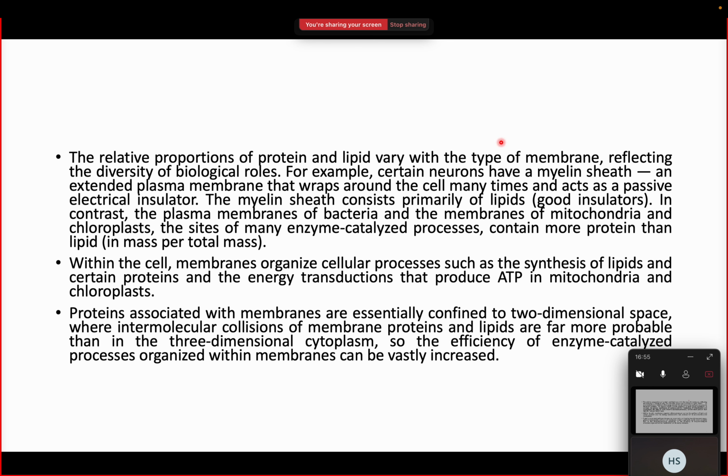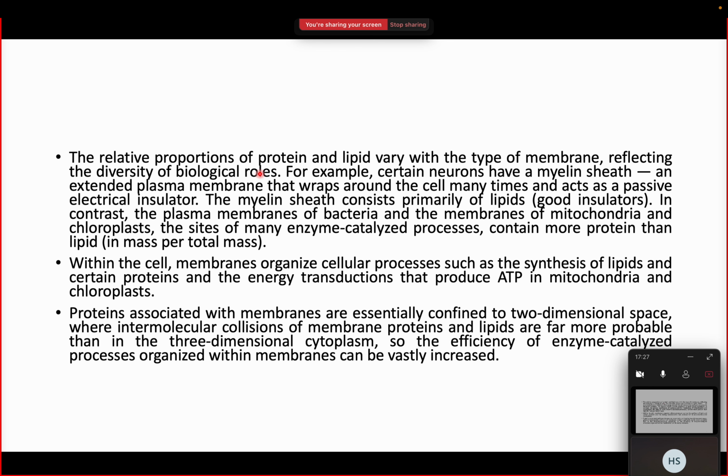For example, certain neurons have a myelin sheath, an extended plasma membrane that wraps around the cell many times and acts as a passive electrical insulator. The myelin sheath consists primarily of lipids, good insulators. In contrast, the plasma membrane of bacteria and membranes of mitochondria and chloroplasts, the sites of many enzyme-catalyzed processes, contain more proteins than lipids in mass per total mass.